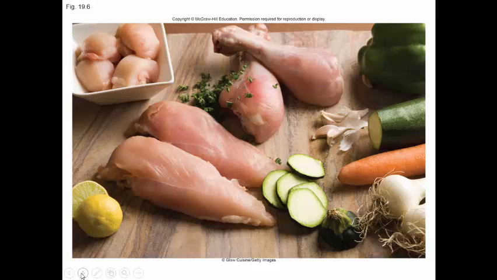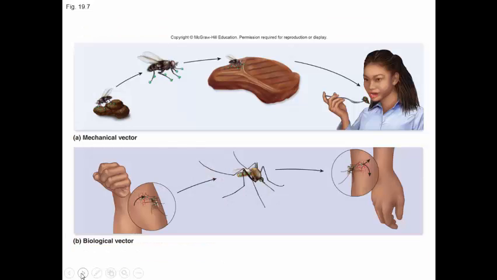Anyways, let's talk about vectors for a few minutes. Now, any living organism that carries a disease-causing microbe is considered a vector. And the most common ones are mosquitoes, ticks, and flies. There are two forms of vectors. Mechanical vector, which is an organism such as a fly that physically moves contaminated material, such as pathogens, bacteria, whatever, from one location to another.